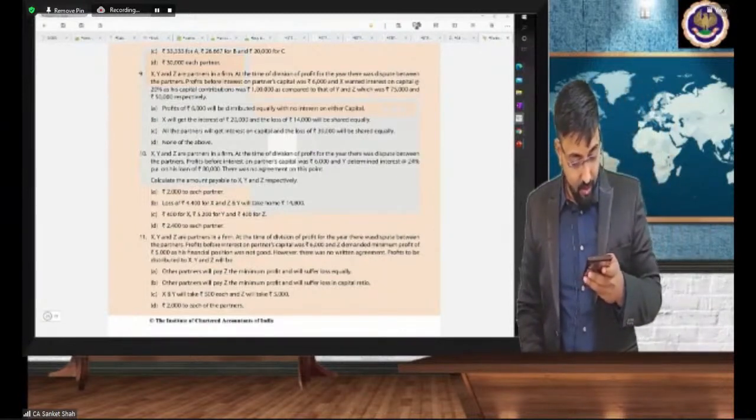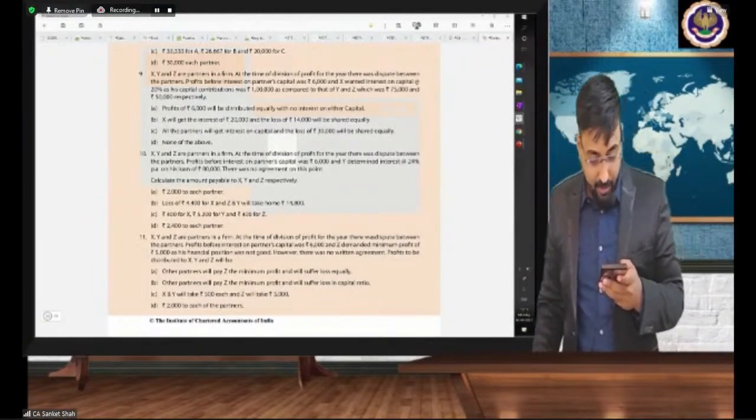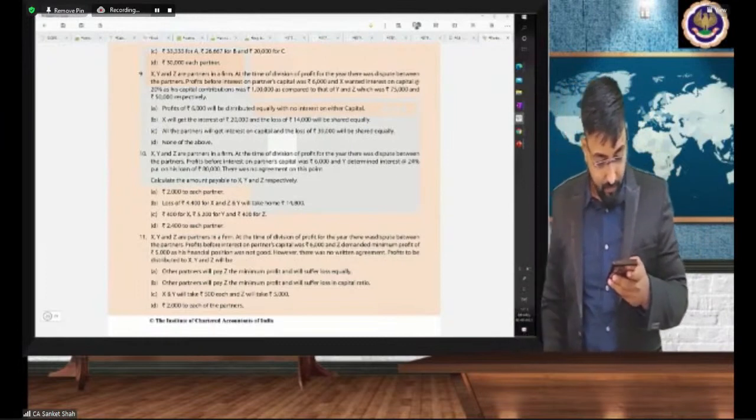Priyanka Gupta ji: Resource also come in P&L appropriation. Yes, beta. Resource also. Thanks a lot.